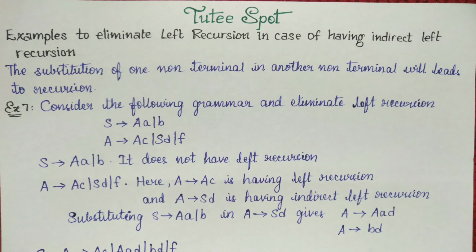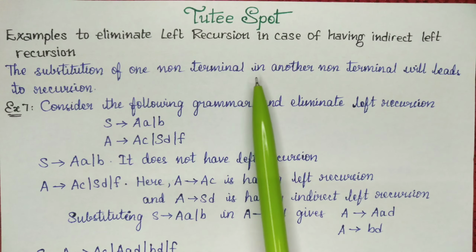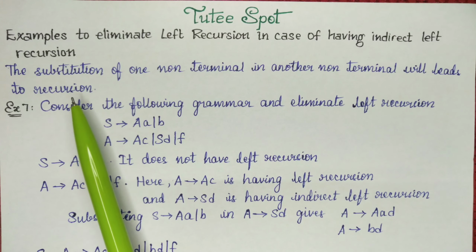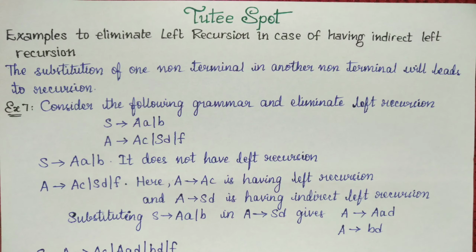Let's see another example having indirect left recursion. The substitution of one non-terminal in another non-terminal will lead to recursion. It means a grammar is said to have indirect left recursion when it does not have a direct left recursion, but the production rules are given in such a way that it is possible to derive a string from the given non-terminal symbol such that the leftmost symbol, or the head of the derived string, is the non-terminal itself. So let's see it with an example.